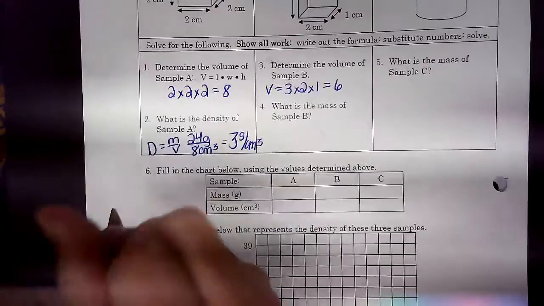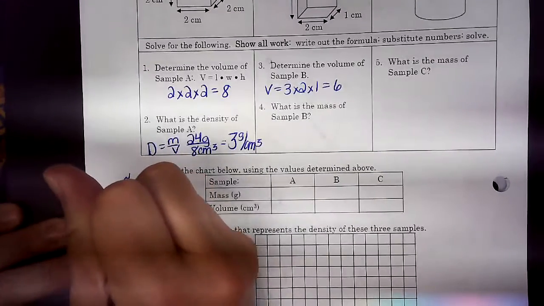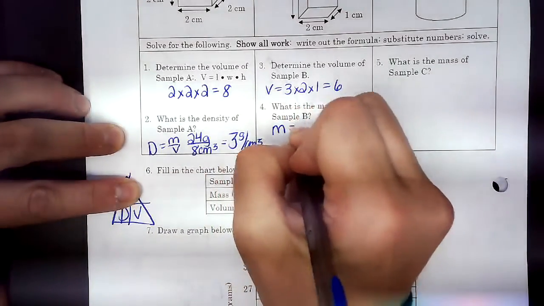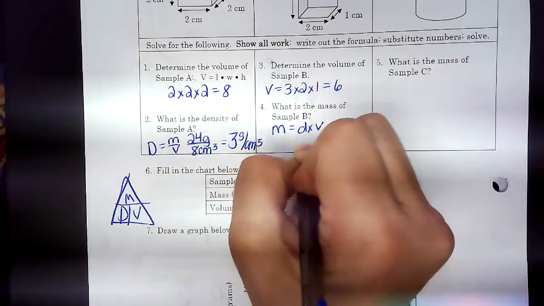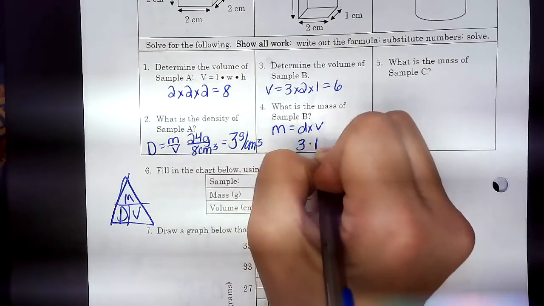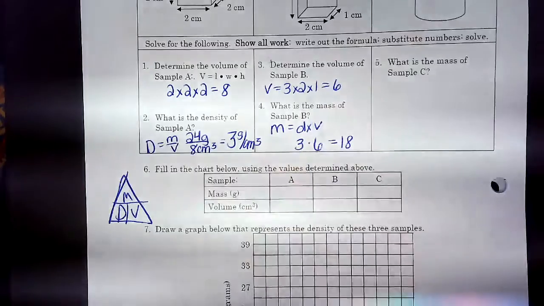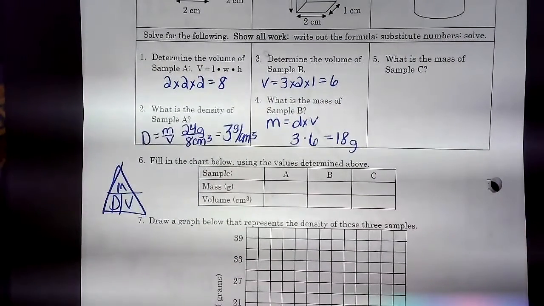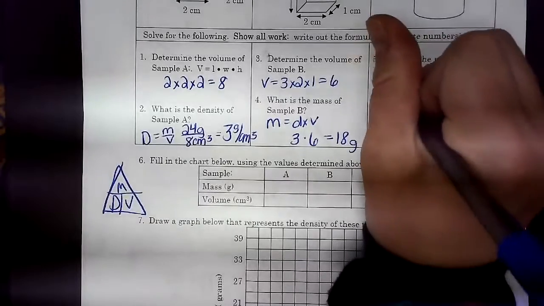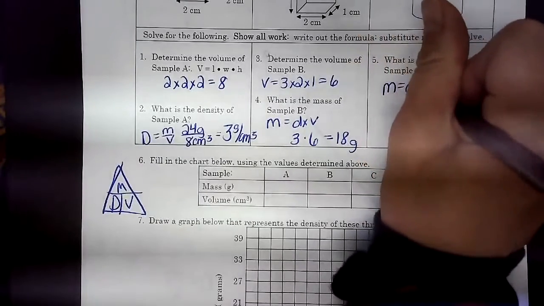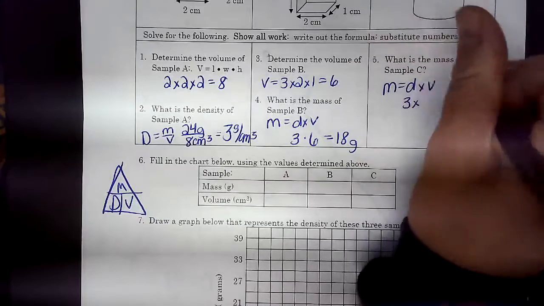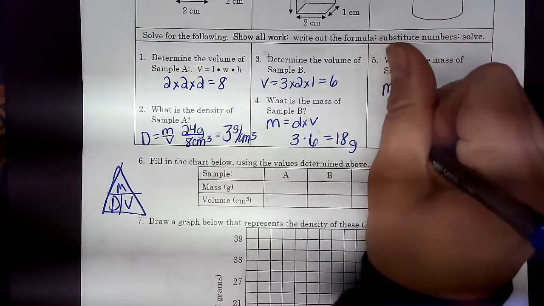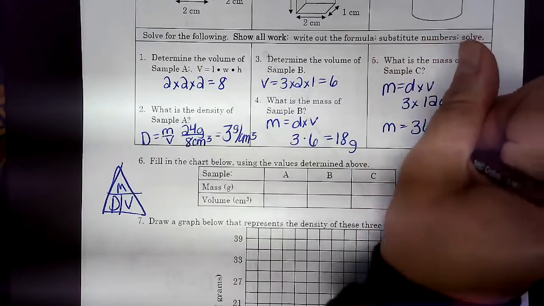Now, using the magic triangle, DMV, if I want to find the mass, it's density times volume. So we know the density was 3. We just found the volume was 6. That's 18 grams. And then you've got to do the same thing over here. What's the mass over here? So mass equals density times volume. We know the density is 3. They tell us the volume is 12. So in this case, we get 36 grams.